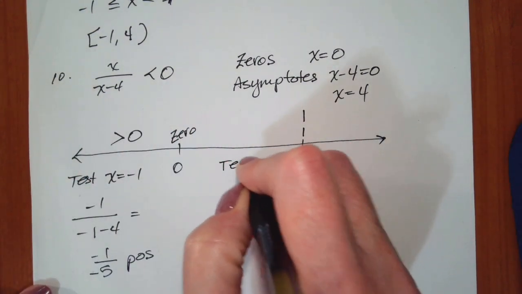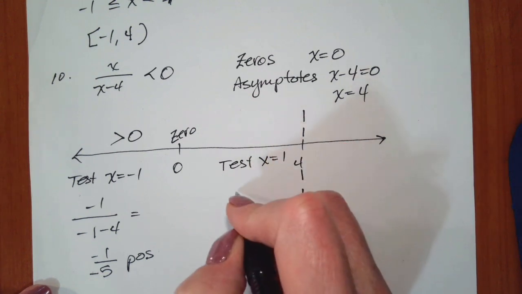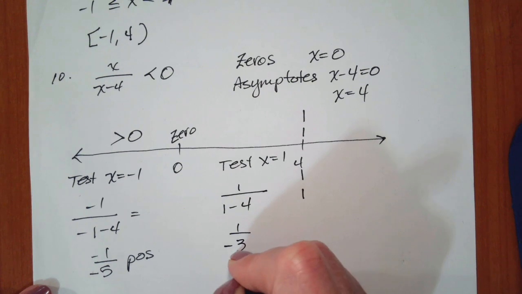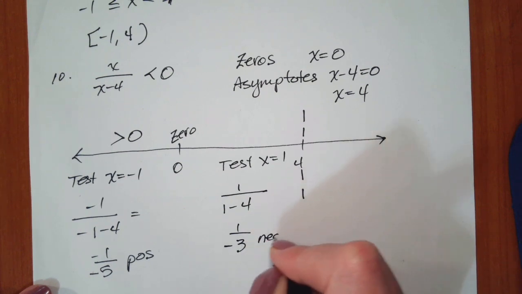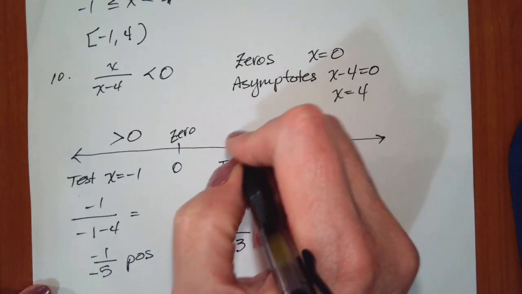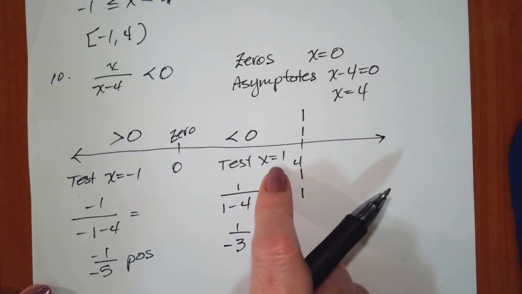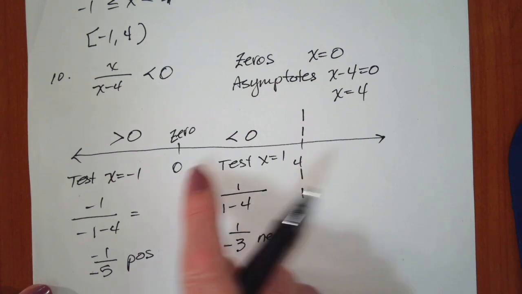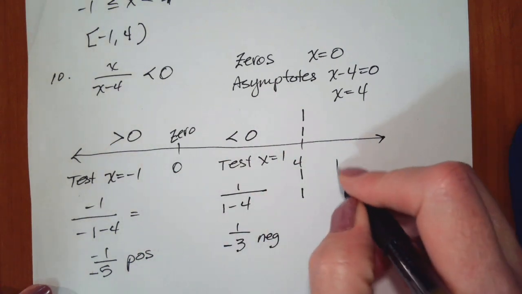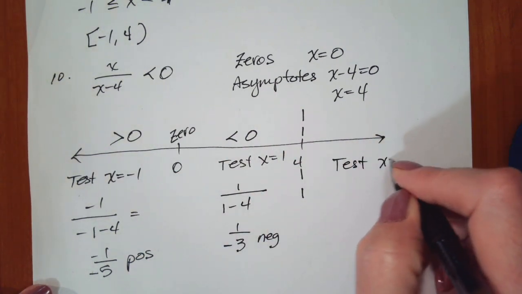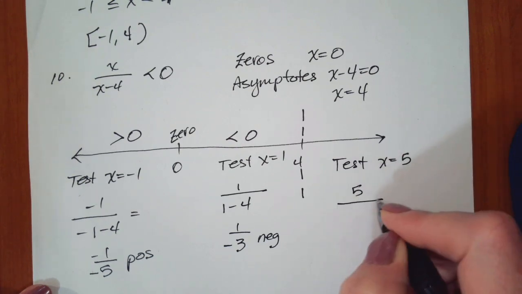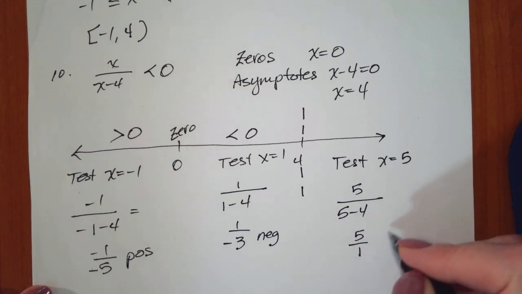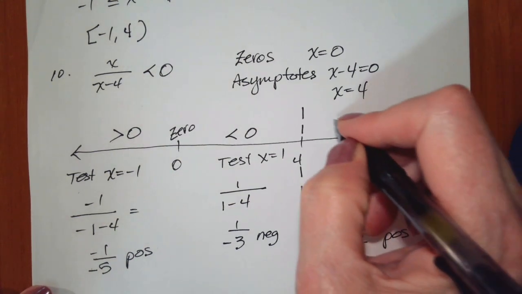All right, so let's test x equals 1. So 1 over 1 minus 4 is going to be 1 over negative 3, which is negative. So that means everything in here is less than 0. If it's less than 0 at 1, then it's going to be less than 0 for everything between 1 and 4. And here, let's just test x is 5. So 5 divided by 5 minus 4 is 5 over 1, which is positive. So this is greater than 0.